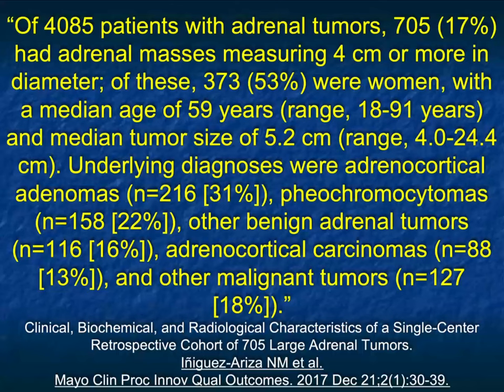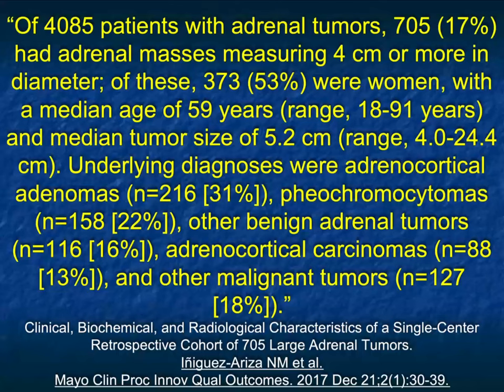Now, in the 4,085 patients with adrenal tumors, when you looked at them, 705 had masses measuring 4 cm or more. So of all the patients referred to them, and of course this is the Mayo Clinic, so it's definitely a tertiary referral place, basically 1 in roughly 6 of the tumors they saw was over 4 centimeters. You can see the mean age, more than half were women.